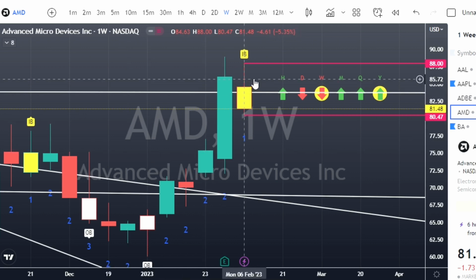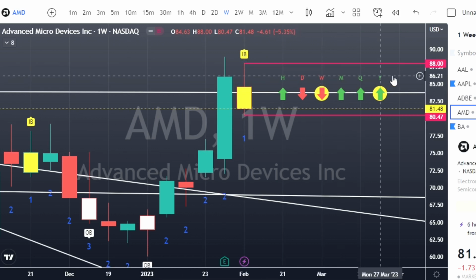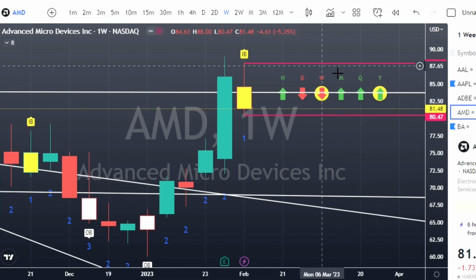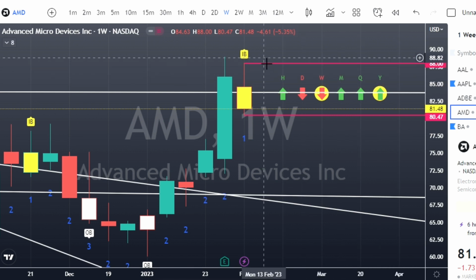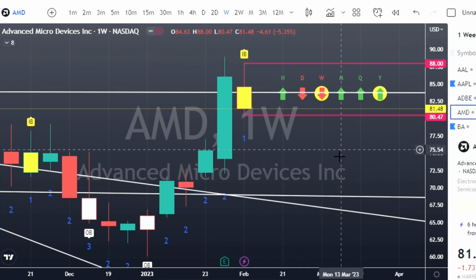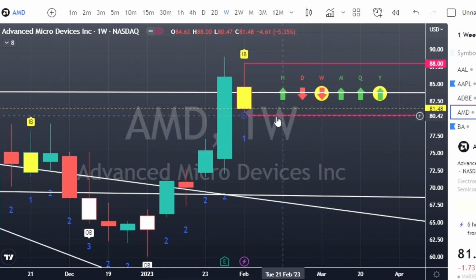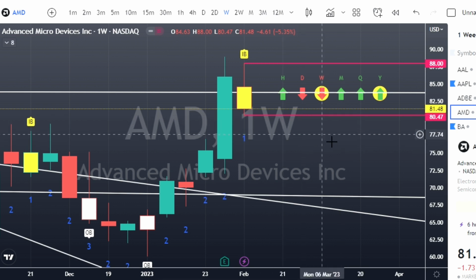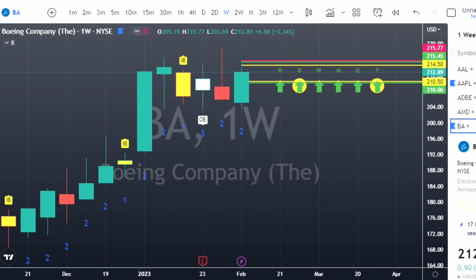So inside bar on AMD, we can look for calls at $88, $88 trigger price. So I'd be looking at an 89 strike or a 90 strike for this weekly play. To the upside, and to the downside, you're looking at puts at 80.47. So my strike would be $80, $79.50, $79.